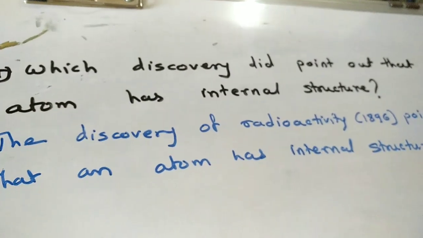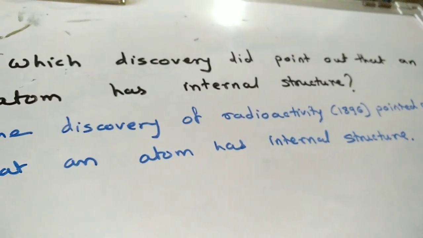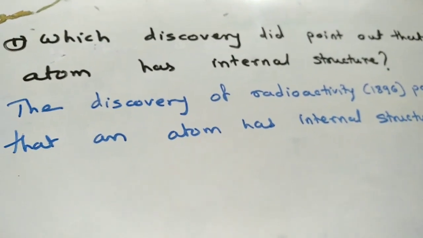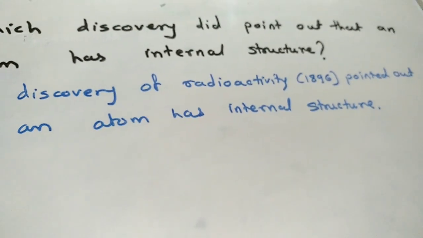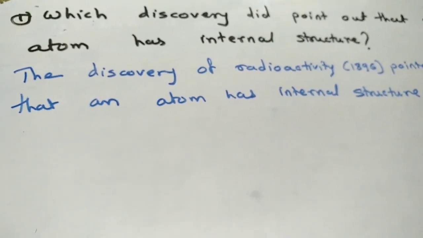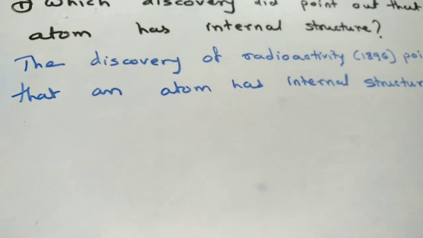Which discovery pointed out that an atom has internal structure? The discovery of radioactivity in 1896 pointed out that an atom has internal structure.